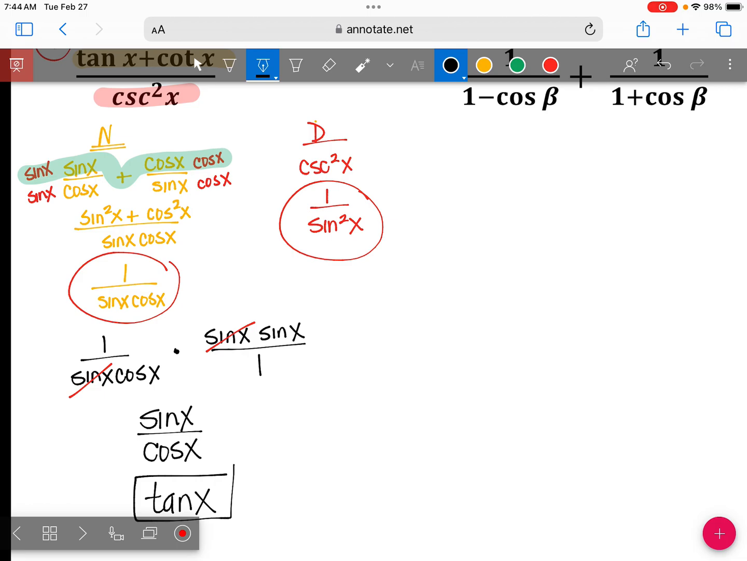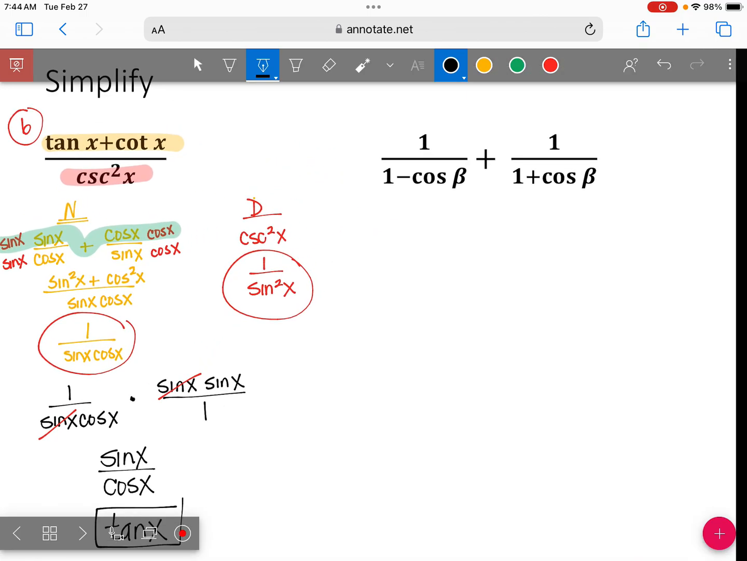Tangent would be my final answer. All right, last one. Last one is a little meaty. Oh, but we got 10 minutes, so we got plenty. Oh, we got more than 10 minutes, so we saved the best for last. All right, last one, number 7. Go ahead and copy that down.